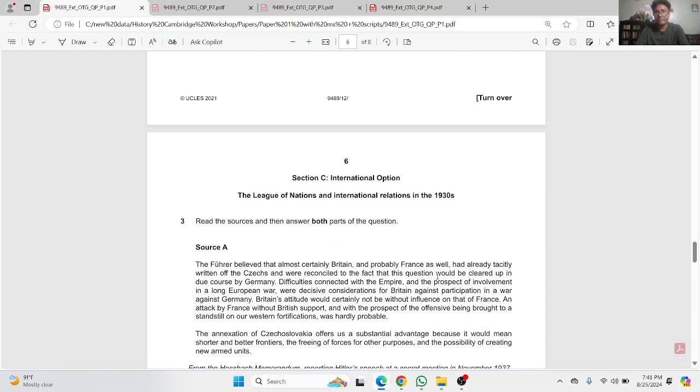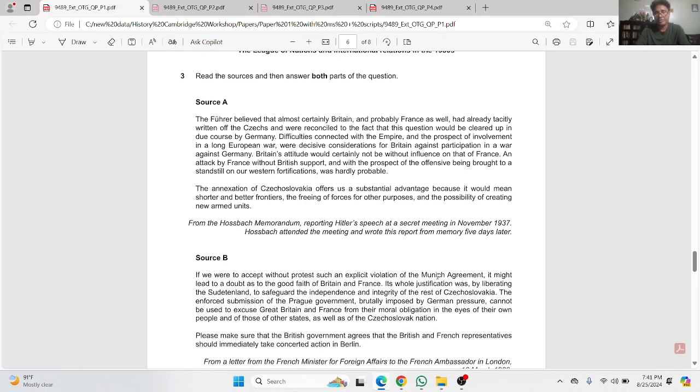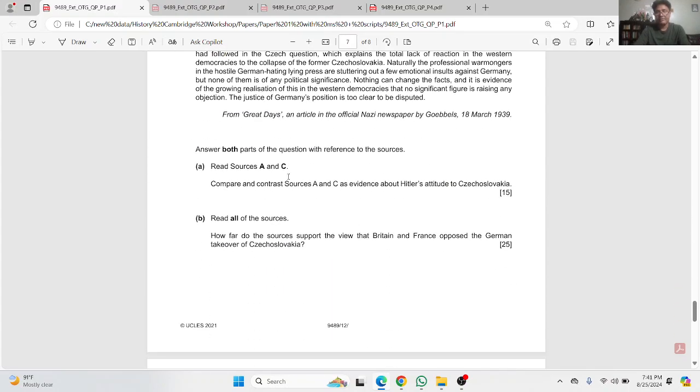If you have opted for the international option, then the format is similar. You are given sources A, B, C and D, and similarly we have the question below these sources, and this question has two parts, part A and B. Part A is about a comparison between any two sources. Here we are required to compare and contrast sources A and C as evidence about Hitler's attitude to Czechoslovakia.